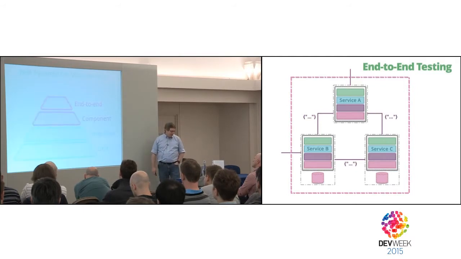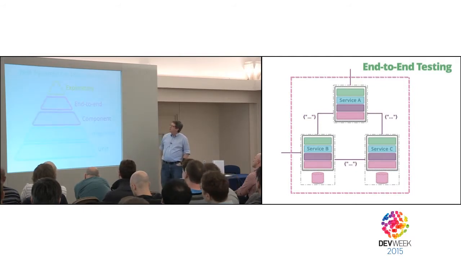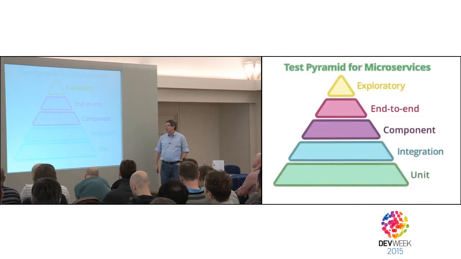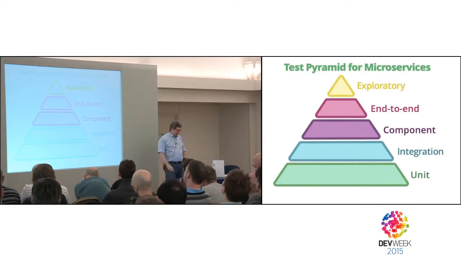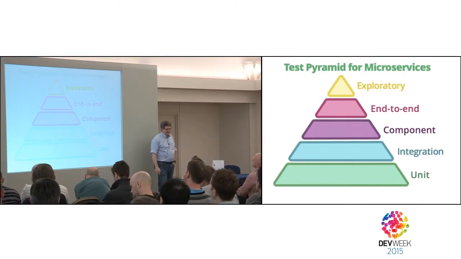So this is the testing pyramid for microservices. This testing pyramid is a well-known artifact out in the world. The Watir guys have an example of this. But this shows you the relative number of the kinds of tests that you'll have and the complexity level as you ascend that stack.